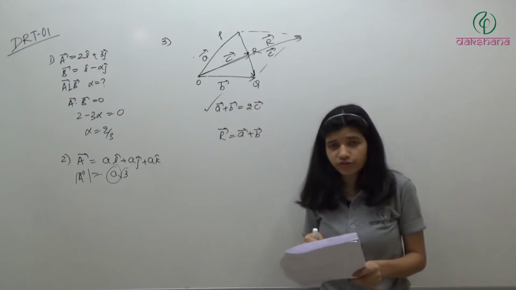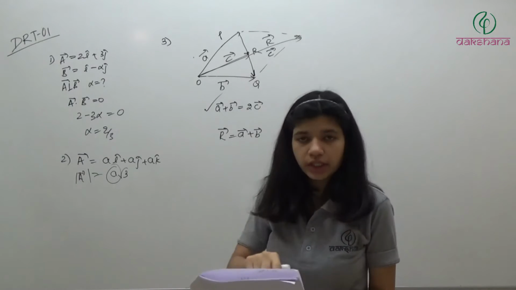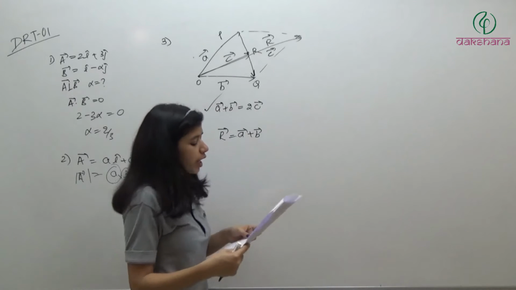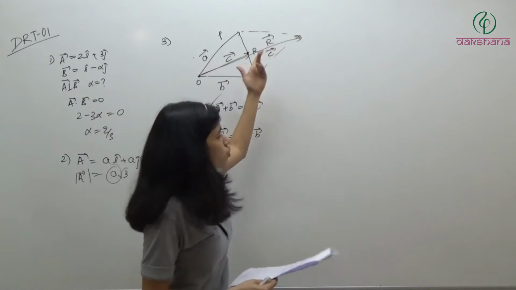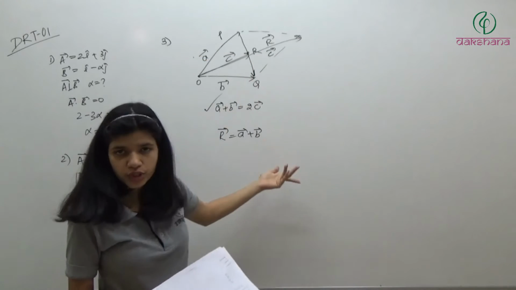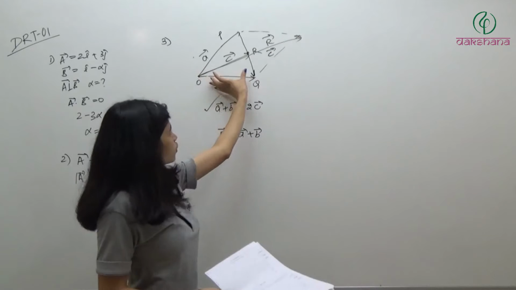Now the rest of them you can check. It is not very difficult, you can do it. Like here it says A plus B is equal to C. So A plus B is equal to this, so how can it be equal to C? Definitely it is wrong, right? A plus B is equal to this much and C is only this much.